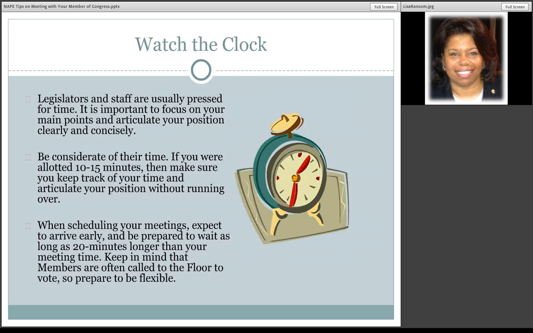Watch the clock. Legislators and staff are usually pressed for time. It's important to focus on your main points and articulate your position clearly and concisely. Be considerate of their time.